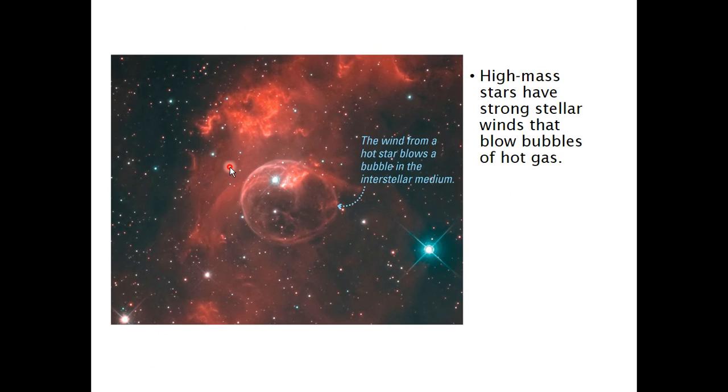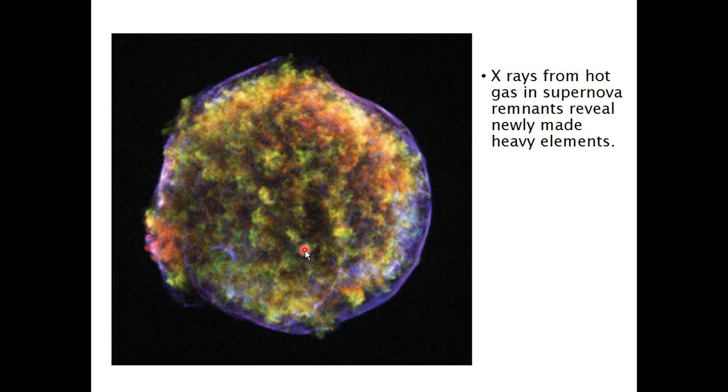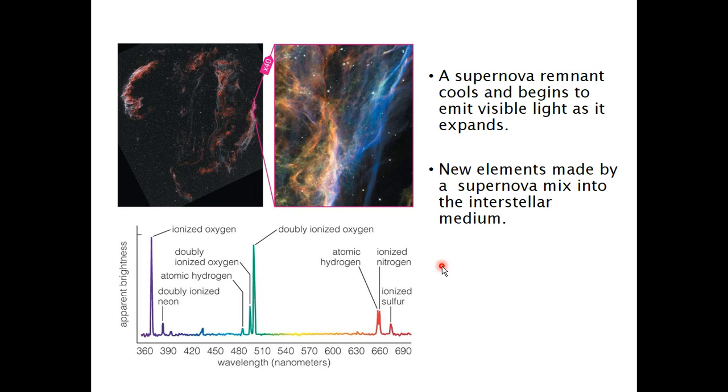And we start with a supernova, or with a hot star blowing off gas, right? And you can see the bubbles of gas being blown outwards into the interstellar medium. Low mass stars are going to make planetary nebulae and stellar winds. And high mass stars are going to detonate, they're going to supernova. And so you get your heavy elements from the supernovas.